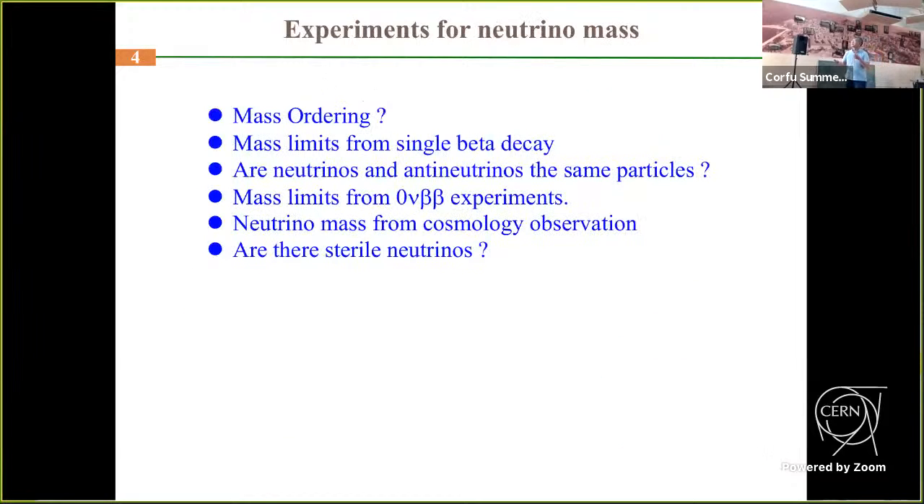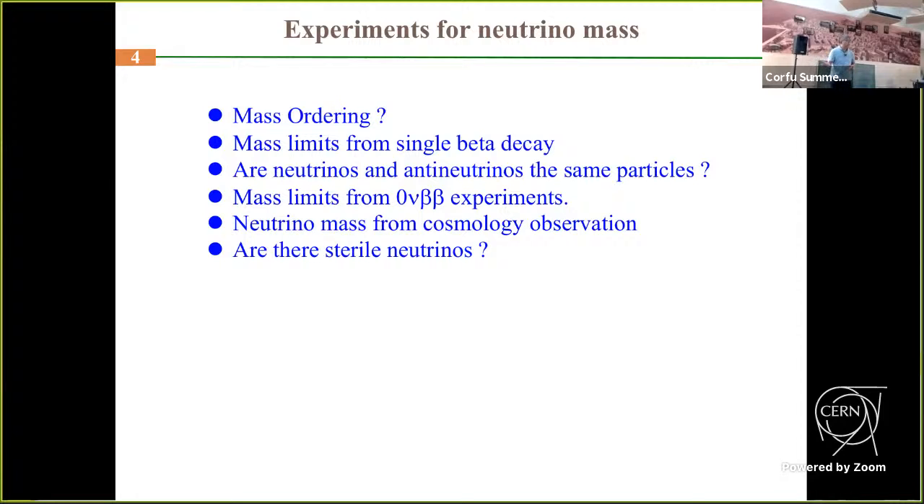For the experiments relevant to neutrino mass, there are those that can decide the ordering, the mass limits from single beta decay, and whether we have Majorana neutrinos or Dirac neutrinos. Beta decay gives a limit, but neutrinoless double beta decay can give a limit only if it's Majorana, but it is still very actively pursued. This is my subject today.